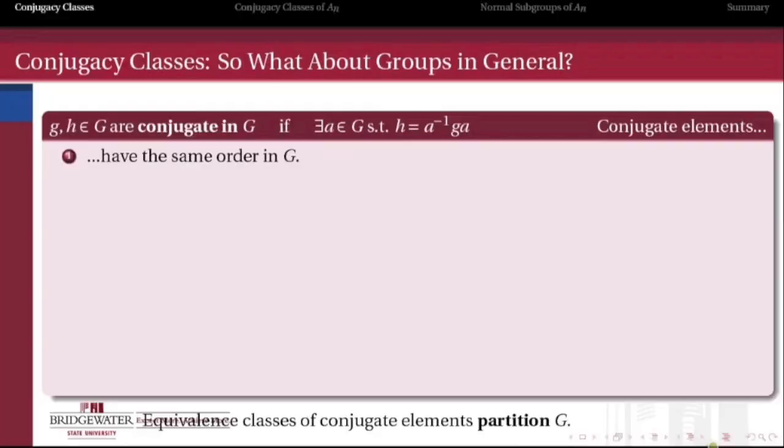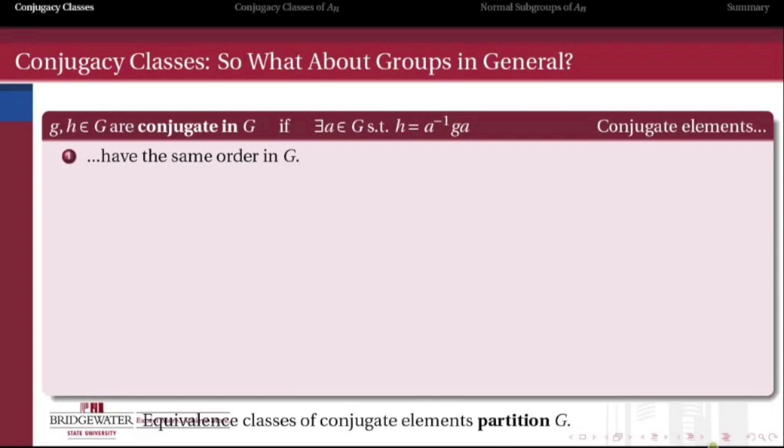Well, we're going to define them in the same way that we define two matrices to be similar. So two elements G and H of a group are conjugate if there exists another element A such that H is equal to A inverse times G times A. So what properties in a group do conjugate elements share, the same way that similar matrices share properties within linear algebra in groups of matrices?